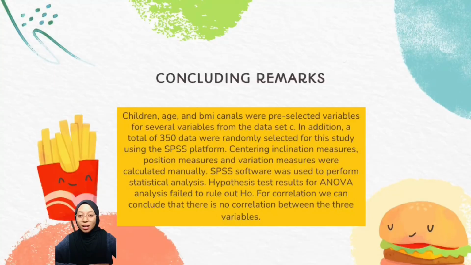0.407. Let's talk about the concluding remarks. Children, age, and BMI were pre-selected variables from several variables in dataset C. In addition, a total of 350 data were randomly selected for this study using the SPSS platform. Central tendency measures, position measures, and variation measures were calculated manually. SPSS software was used to perform statistical analysis. Hypothesis test results for ANOVA analysis failed to reject H0. For correlations, we can conclude that there is no correlation between the three variables.